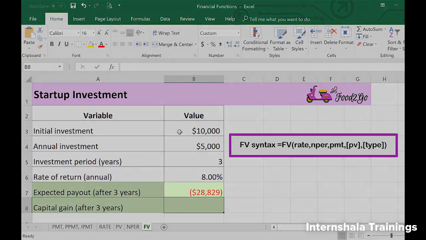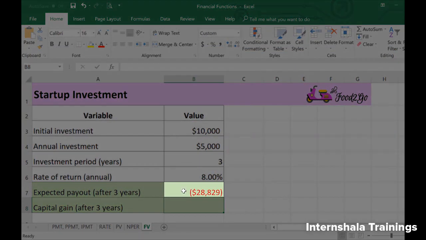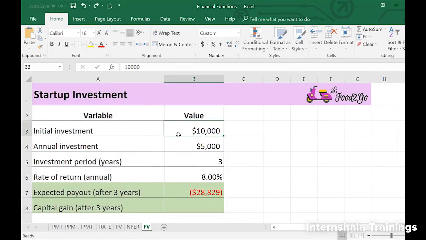We end up with a negative expected payout. Why? Because once again, we forgot that the initial investment and yearly investments will be cash outflows from Ishan's grandparents' perspective and must therefore be negative. That's better. Given this investment plan, the grandparents will enjoy a total expected payout of about $28,000.